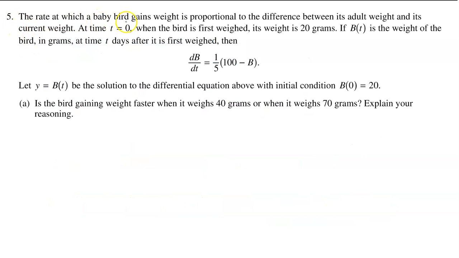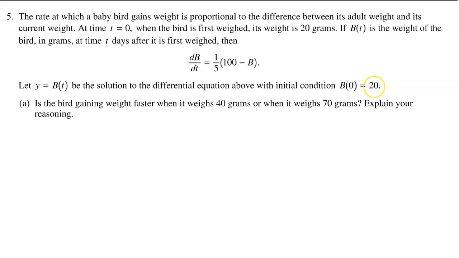The rate at which a baby bird gains weight is proportional to the difference between its adult weight and its current weight. At time t equals 0, when the bird is first weighed, its weight is 20 grams. If B(t) is the weight of the bird in grams, at time t days after it is first weighed, then dB/dt is equal to 1/5 times (100 minus B). Let y equals B(t) be the solution to the differential equation above with initial condition B(0) equals 20.